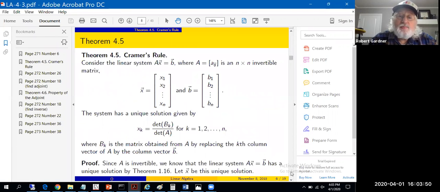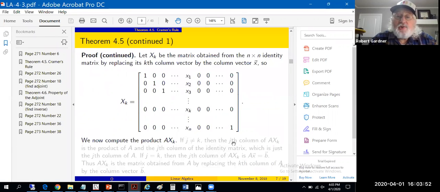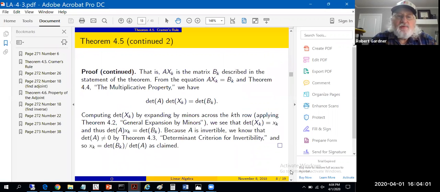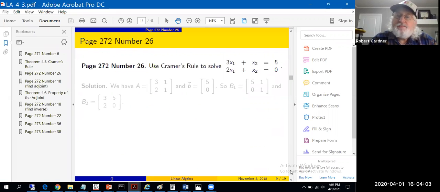Here's a proof. Here's actually a production of a particular matrix. This isn't one of the B sub k's, but it's a similar technique. So I leave it to you to enjoy reading that proof. Let's illustrate it.